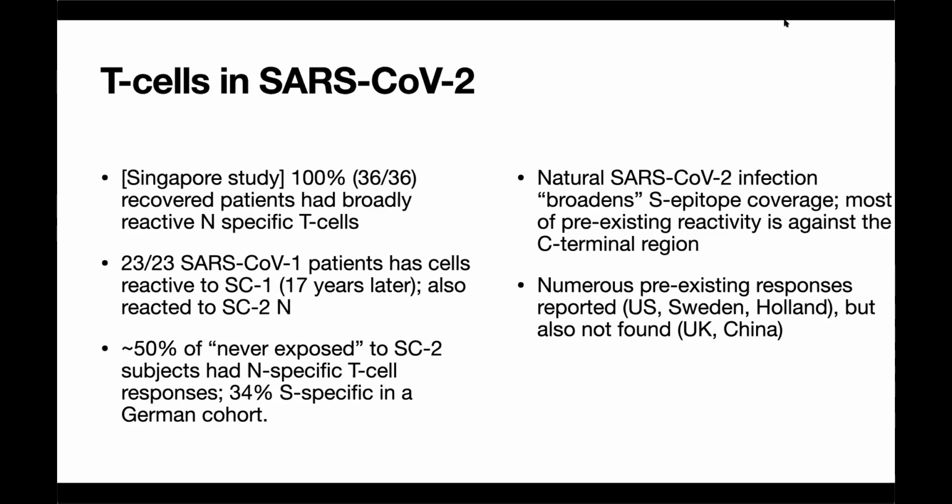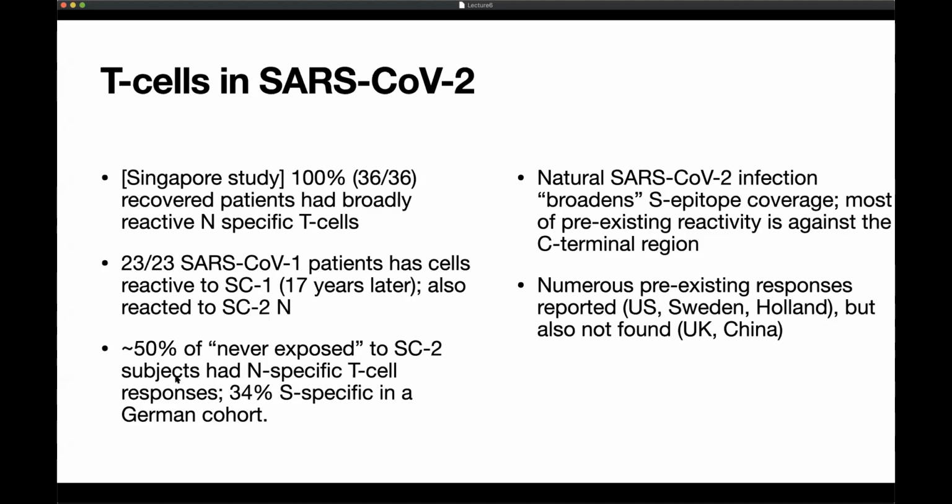In human studies of SARS-CoV-2, similar patterns were found, right? So in the Singapore study that was cited, 100% of recovered patients have broadly reactive nuclear protein-specific T cells. If you look at SARS-CoV-2 patients, all of them had cells reactive to SARS-CoV-1 17 years later. And a lot of them also reacted to SARS-CoV-2 nuclear protein.